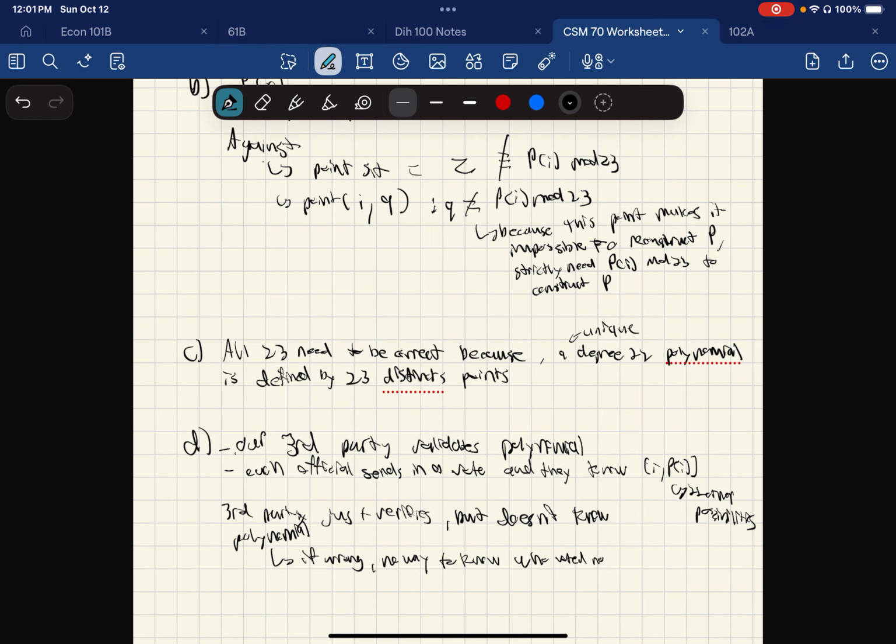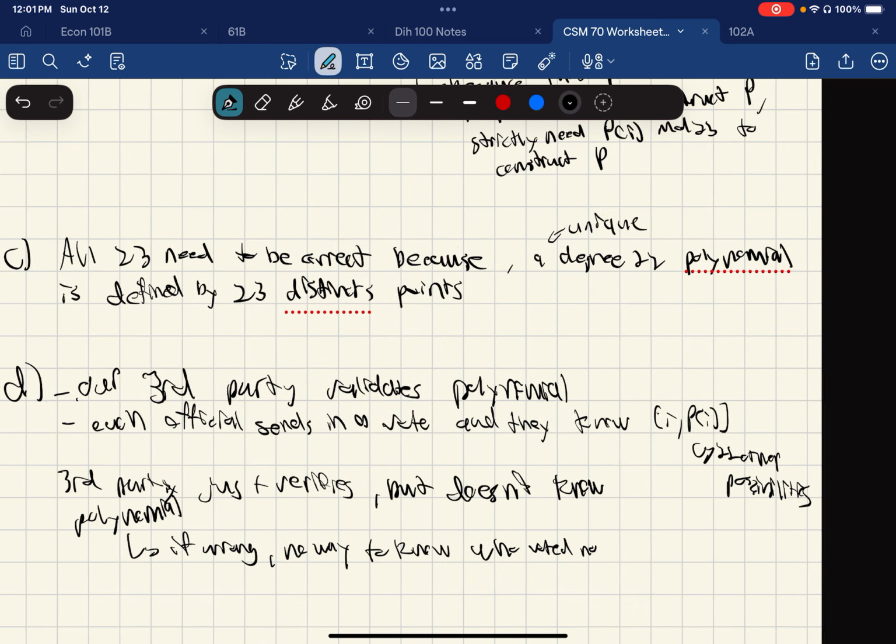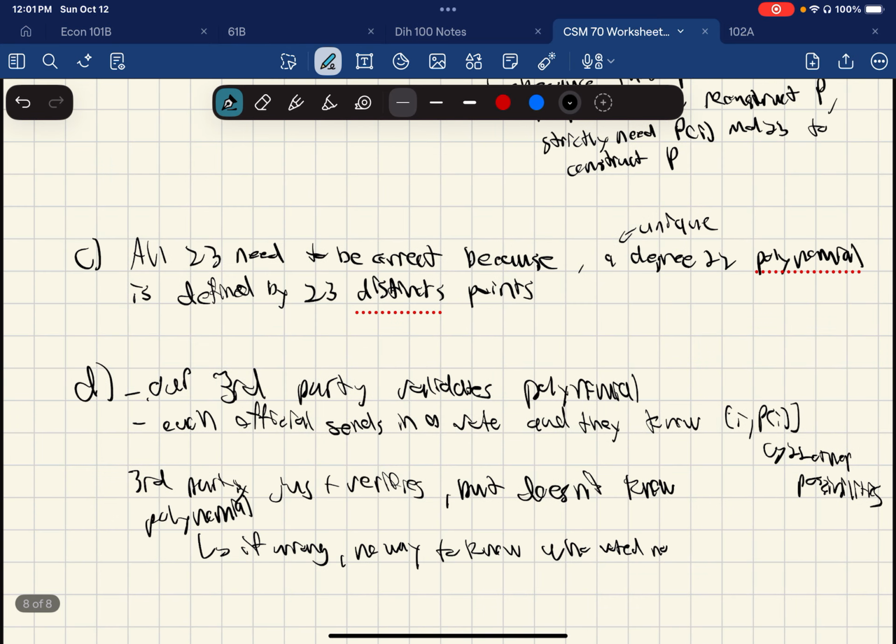They can only tell if everyone votes yes, then one of the guessed polynomials will eventually be correct. But if anybody votes no, then the guessed polynomial would not be correct, and there's no way to know who were the officials who voted no.